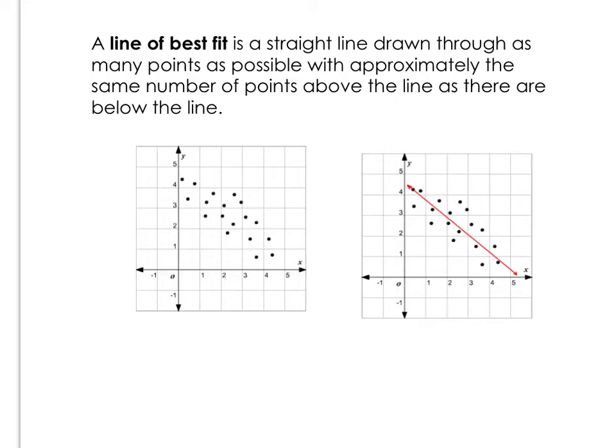So again, that's negative correlation, because it looks like it's going downhill. Again, the line of best fit is a line that we would draw in to have about an even number of data points above and below the line. Okay, let's go on to the next slide.